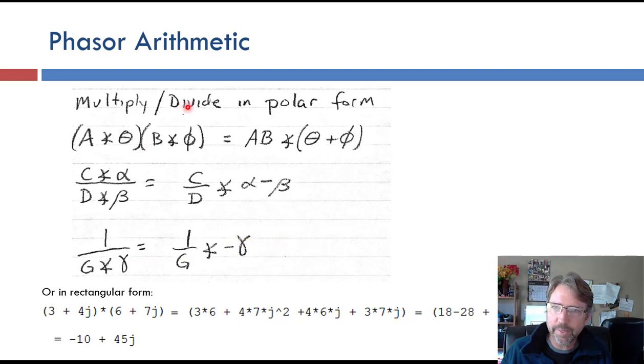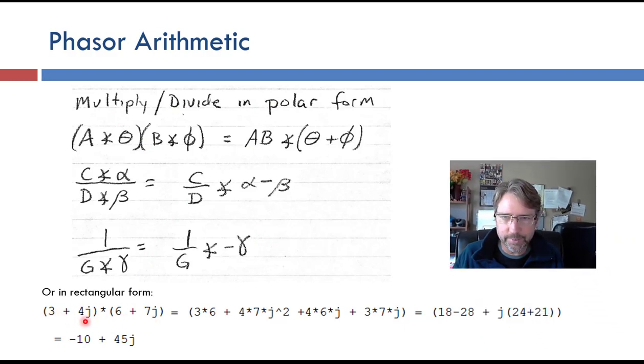You can multiply and divide in rectangular form by just expanding the parentheses. So 3 times 6 plus 4j times 6 plus 3 times 7j, collecting all the terms and remembering that j squared becomes -1, you get this. And MATLAB is happy to do this as well. It multiplies and divides in rectangular form on your calculator just fine. But if you're doing it by hand, the polar form makes sense.